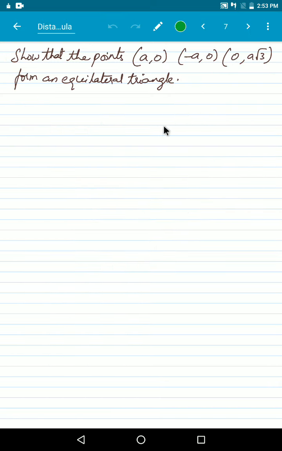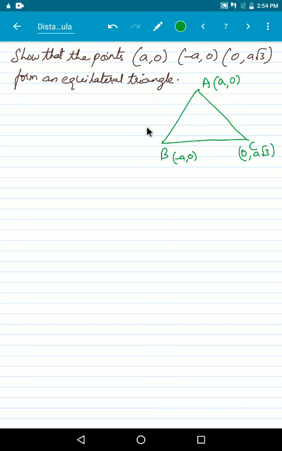See, like this one. Show that the points (a, 0), (-a, 0) and (0, a root 3) form an equilateral triangle. So it is better we draw rough diagrams. So let us take this as ABC, (a, 0), (-a, 0), (0, a root 3). Let us find the distance between these 2 points, AB. A is (a, 0), B is (-a, 0), x1, y1, x2, y2. Okay, x2 minus x1 formula, right?